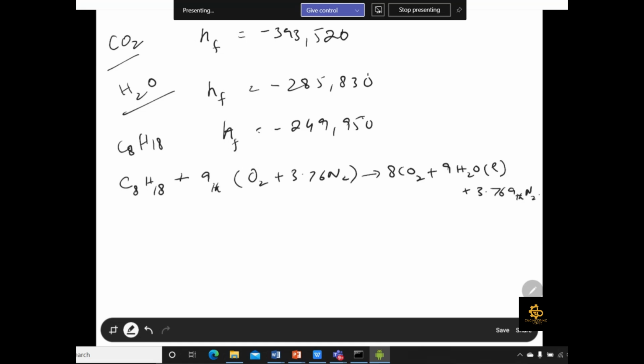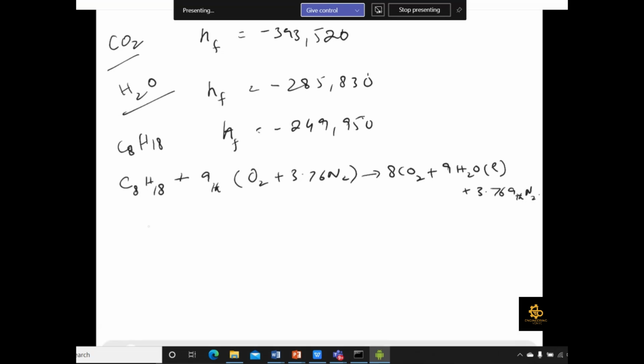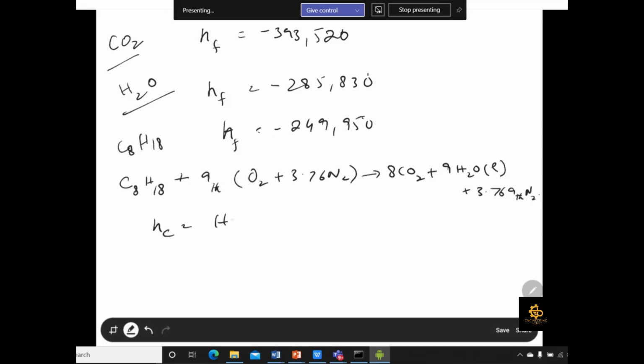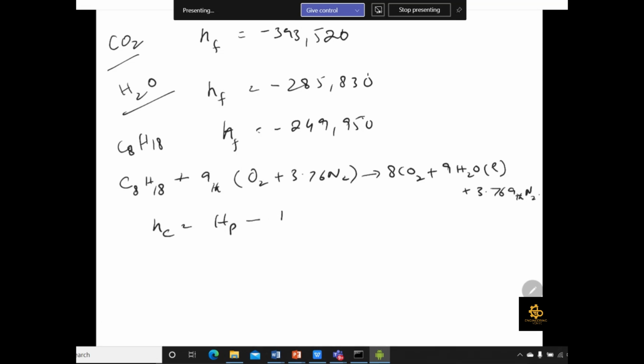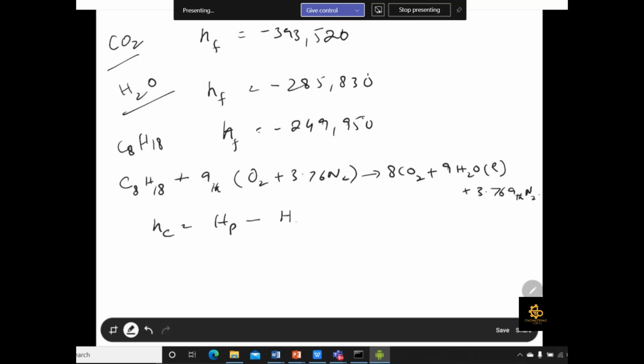Our main thing to determine is the enthalpy of combustion of liquid octane, C8H18, at 25 degrees Celsius and 1 atmosphere pressure. This is our required quantity. The enthalpy of combustion, as you already know, is equal to the enthalpy of the products minus the enthalpy of the reactants.